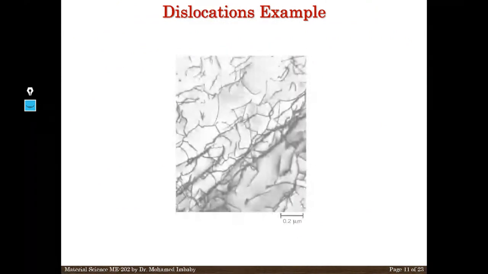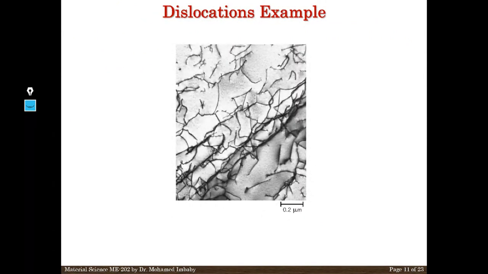Dislocation example: I give you one image, just a real image of dislocations, by the way. If you see, these are lines, not a grain. Nobody tell me this is a grain. You know grains, of course. All of you understand grains from the optical microscope, but this is not an optical microscope, okay?